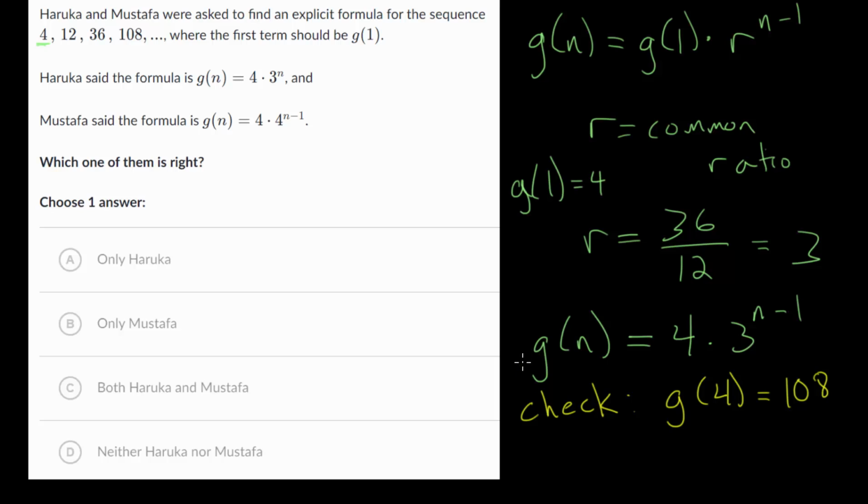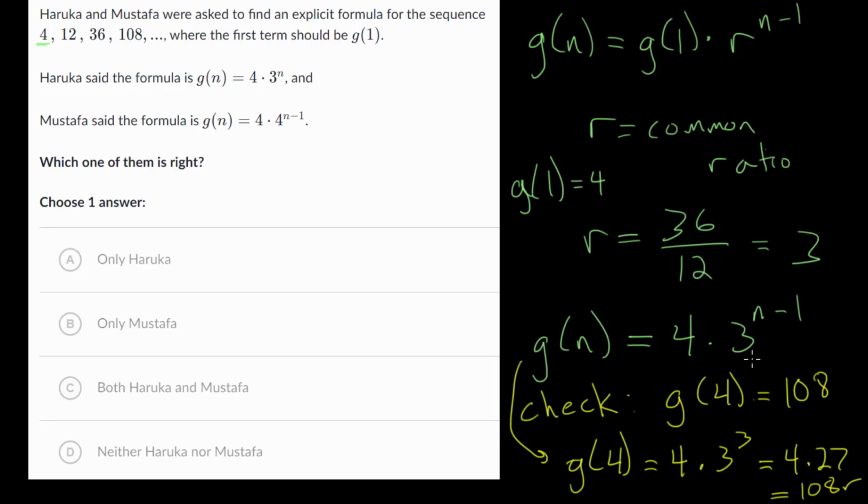If we just plug that into our formula, g of 4 is 4 times 3 to the 4 minus 1 power, which is just 3. And 3 cubed is 27, so we get 4 times 27, which does multiply to 108. So we checked, and we can feel confident that this formula is the correct formula. So now that we have our own formula, let's compare it to what they have.